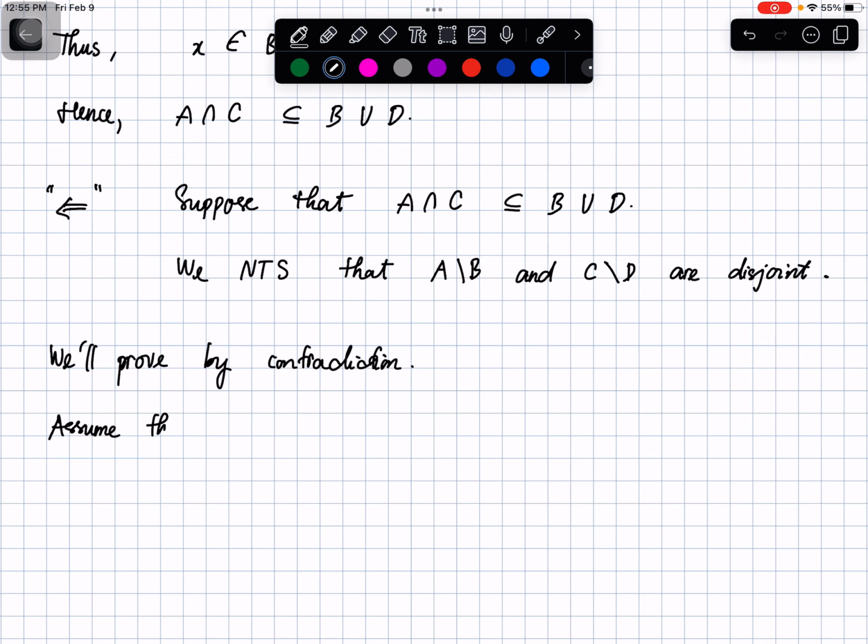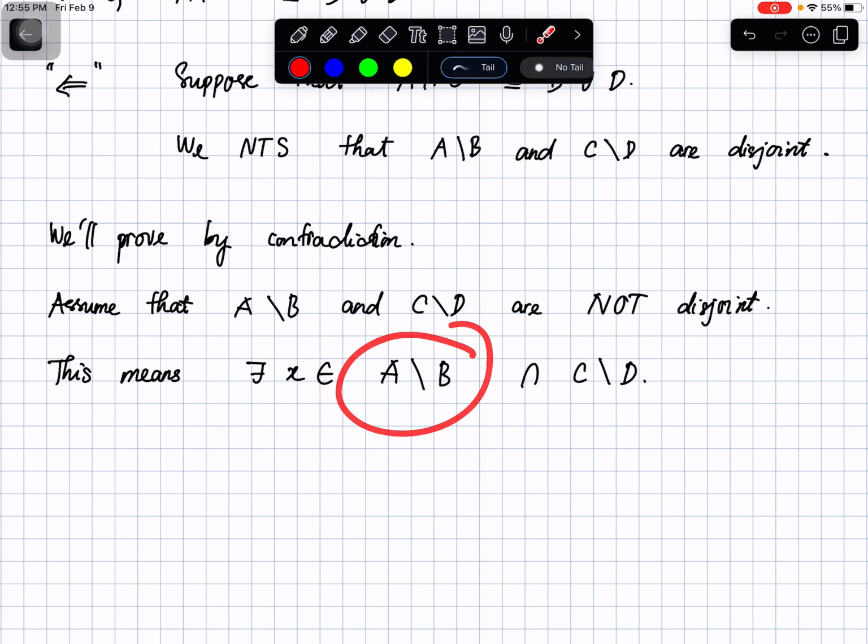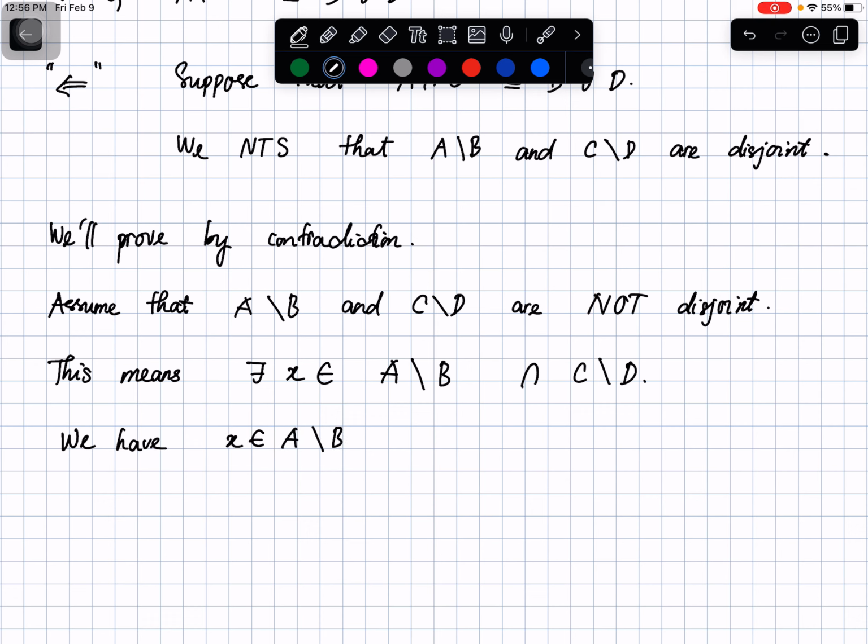Assume that A minus B and C minus D are not disjoint. This means that there must be some element between them. So this means there exists some x in (A minus B) intersect (C minus D). Okay, so x in A minus B and x in C minus D.